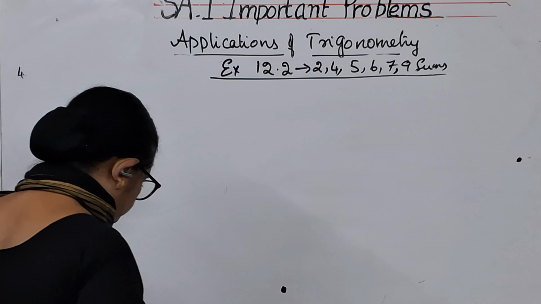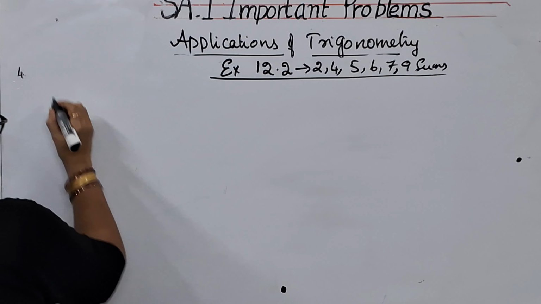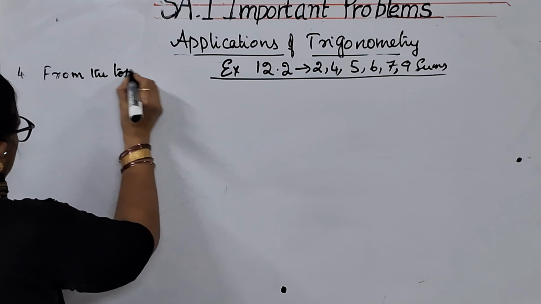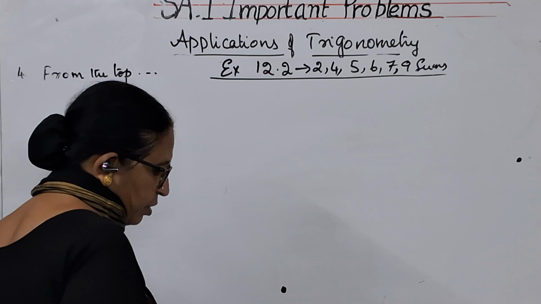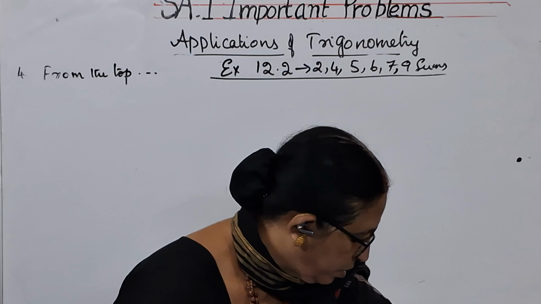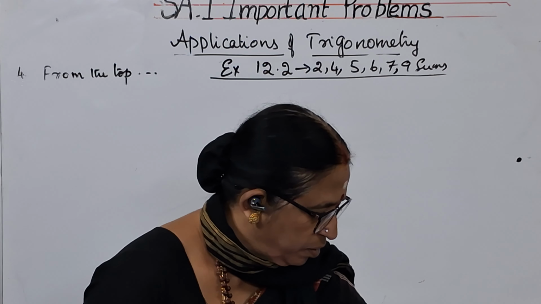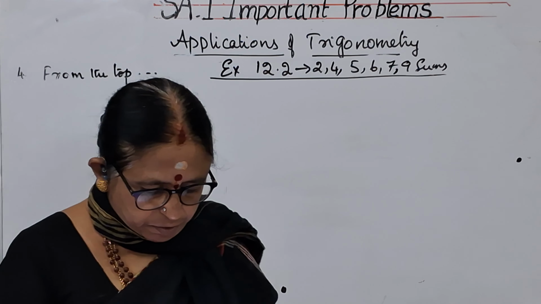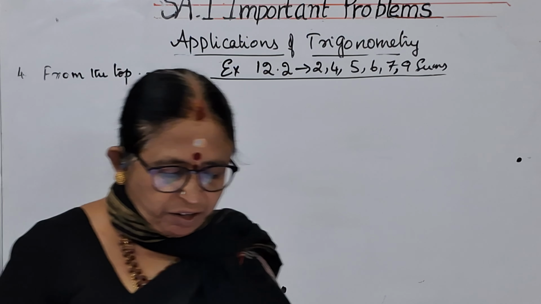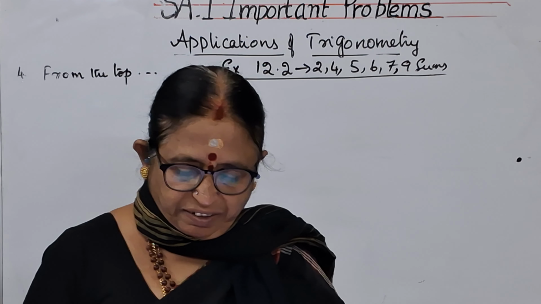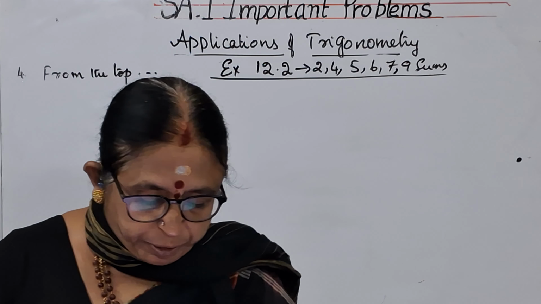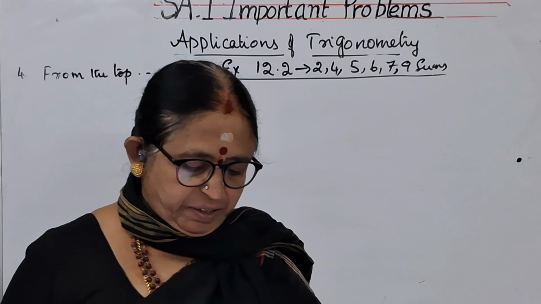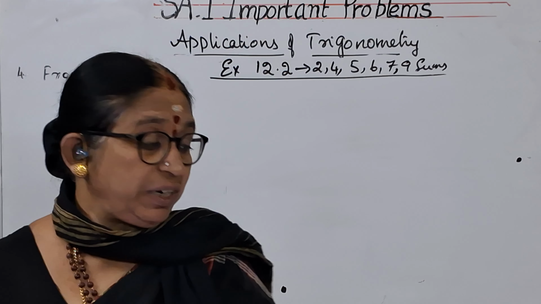What is the fourth problem? From the top of a building, it goes on like this. Let me read this, children. The problem is, from the top of a building, the angle of elevation of the top of a cell tower is 60 degrees and the angle of depression of its foot is 45 degrees. If the distance of the building from the tower is 7 meters, then find the height of the tower.